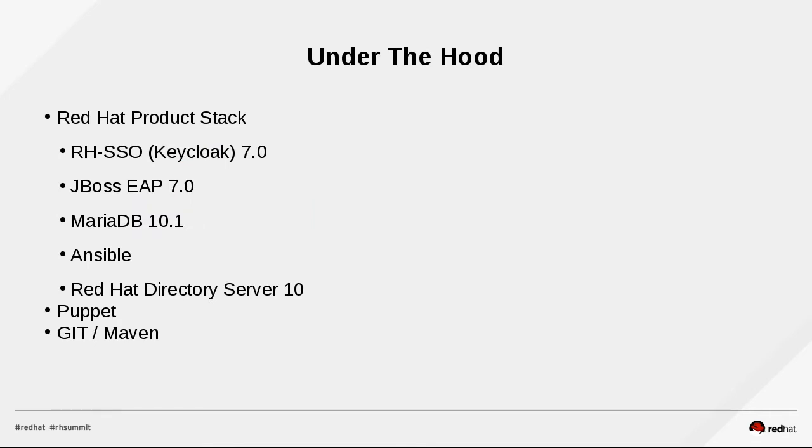So under the hood, we are mostly using all the Red Hat products. Red Hat SSO Keycloak 7.1, which has been released very recently, JBoss EAP 7, MariaDB, and then we have Ansible, Puppet, etc. for building, deployment, all those kind of taking the package to the production environment.